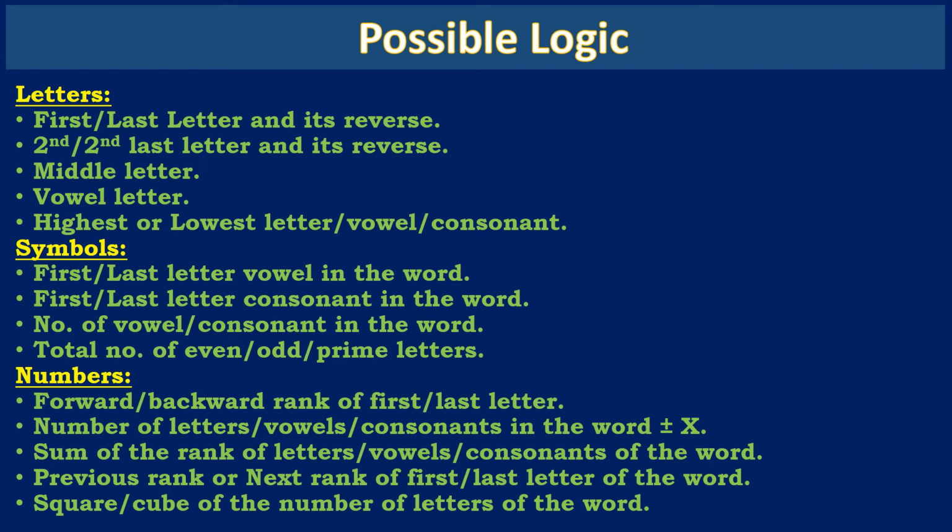2. Symbols. First or last letter vowel in the word. First or last letter consonant in the word. Number of vowels or consonants in the word. Total number of even or odd or prime letters. 3. Numbers. The forward or backward rank of the first or last letter. Number of letters or vowels or consonants in the word plus or minus times the sum of the rank of letters or vowels or consonants of the word. Previous rank or next rank of the first or last letter of the word. Square or cube of the number of letters of the word.